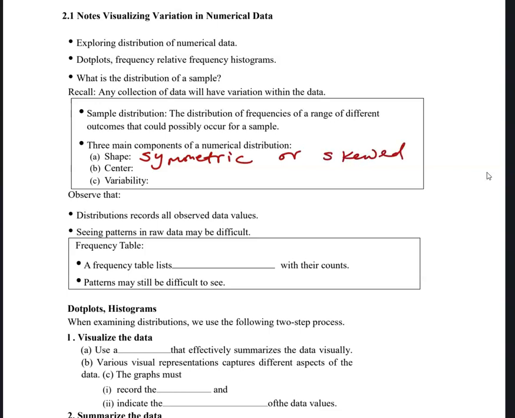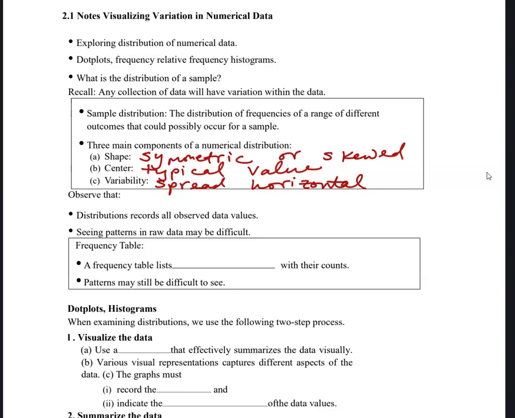The center, or what we would describe as a typical value for the data set, what is a good representation for the data set, and the variability, which we can also think of as the spread horizontally, literally, how spread out are the data points? Are they clustered close together, or are they pretty far apart?